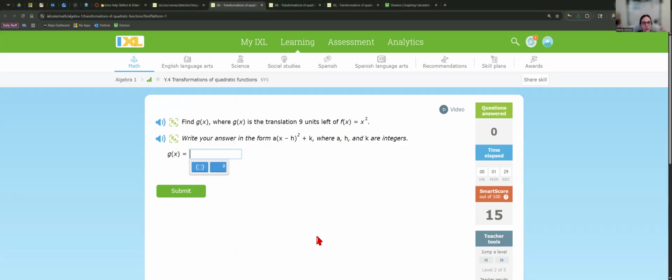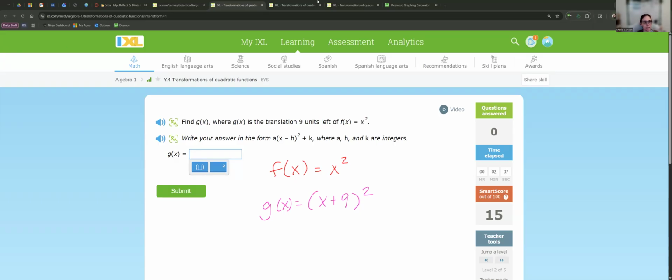All right, next one that I wanted to look at. Find g of x, where g of x is the translation 9 units left of f of x equals x squared. So when you're going up or down, that's when you have the plus k or the minus k outside of the x squared. If you're going left or right, that is going to be added or subtracted in with x. So I have f of x equals x squared. To move it 9 units to the left, I'm going to add 9 to x, and that will be squared. So g of x equals x plus 9 squared.